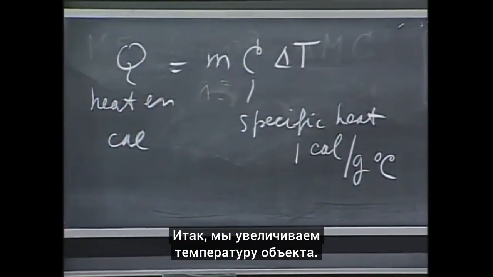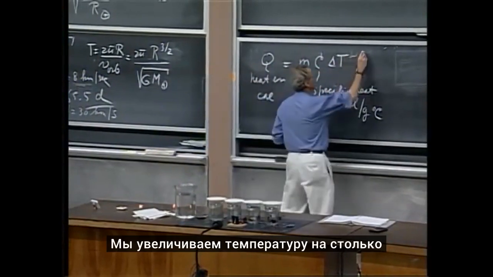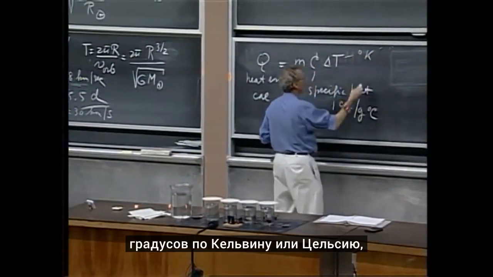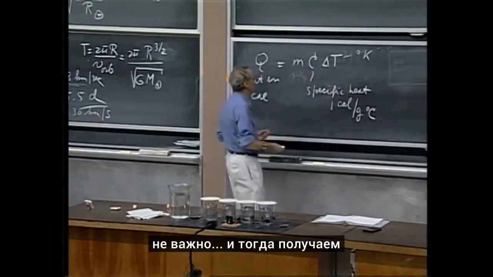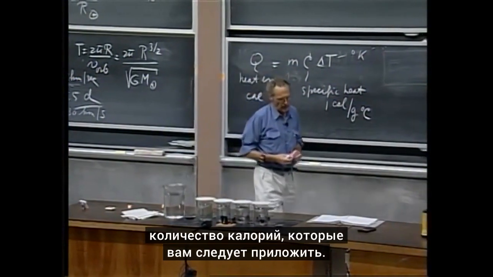which for water would be 1 calorie per gram per degree centigrade, times the temperature increase that we apply. So we increase the temperature of an object. The object has a mass m. We increase the temperature by this much, so many degrees Kelvin or degrees centigrade, that's the same. And then this is the number of calories that you have to put in there.